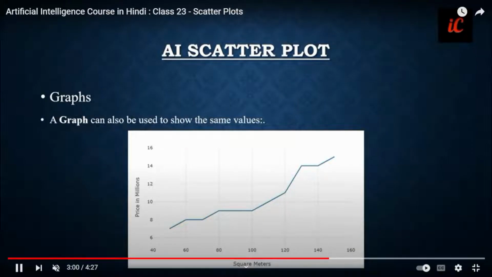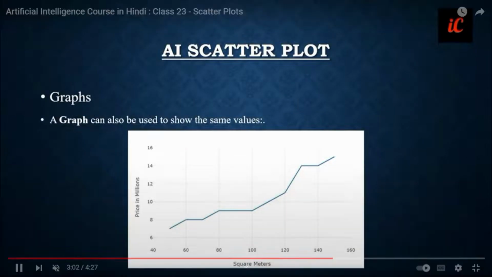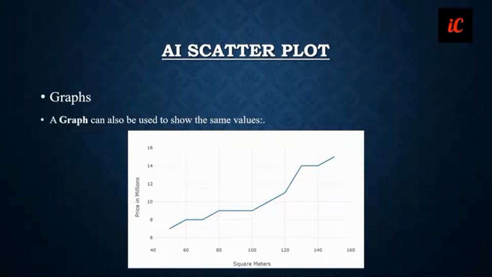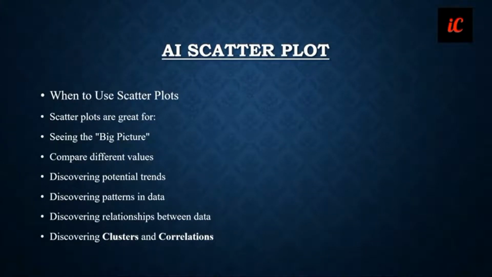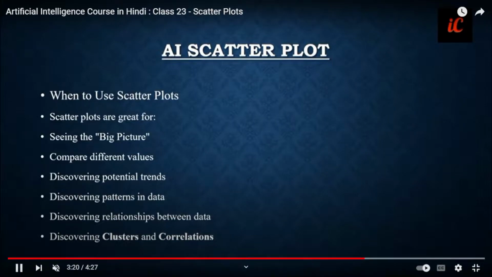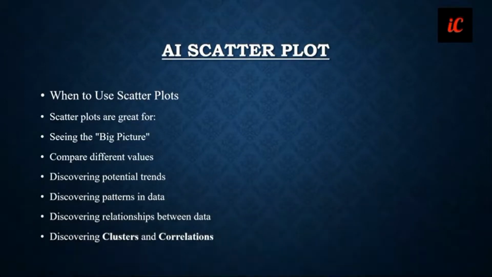I hope you understood. The next thing, after plotting the points, is that you have to create a graph. Then only your graph will be completed. So a graph can also be used to show the same value. Sometimes it shows the same value, so it will be in the same line. So when to use a scatter plot? These are the times when we require the scatter plot. So first, if we are having the big picture, or when we need to compare different values, or discover a potential trend, and these are the few kinds of values that are available.